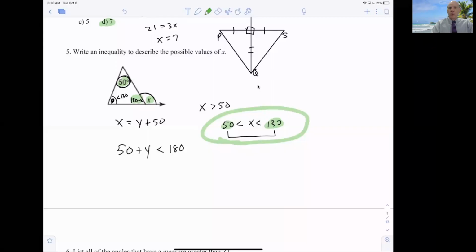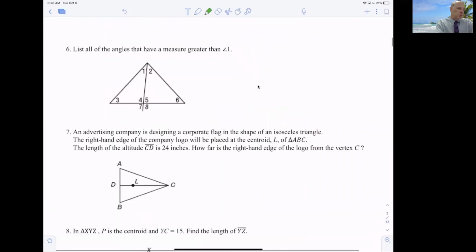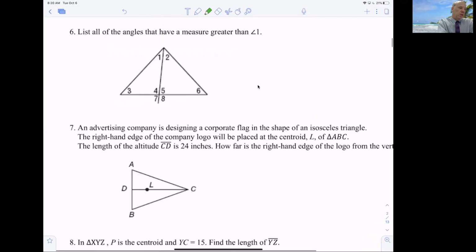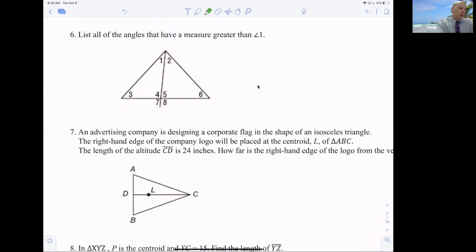All right, so let's go on. Number 6. List all the angles that have a measure greater than angle 1. All right, so here is angle 1. So which one is greater than angle 1? Tell me. Angle 5. I definitely agree, angle 5.